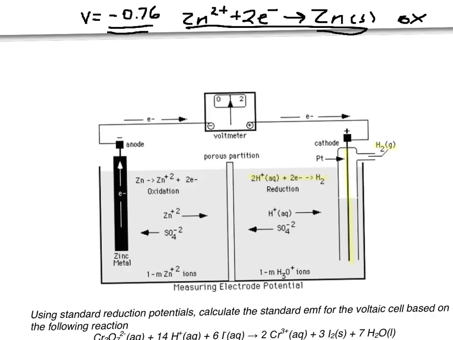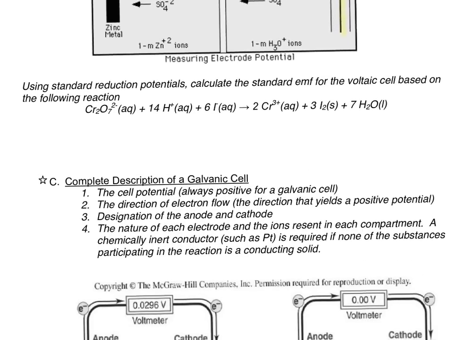So let's take a look at some examples. We're going to use standard reduction potentials. We're going to calculate our standard EMF for the following cell based on the following reaction. And so we'll need either the chart on page 863 of your book, or you're going to need your standard reduction potential chart that goes with the AP exam. So if I look at my chart on page 863, I see this reaction here, which has a potential of positive 1.33.